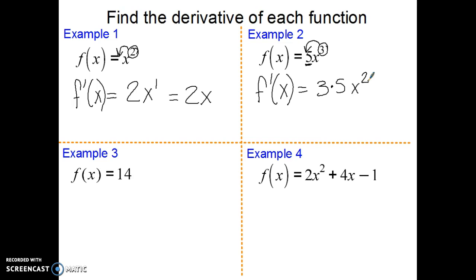Right, so our exponent came out front. We can't ignore the 5, so it's still there. And then x cubed became x squared. Now we can simplify this a little bit. So 3 times 5 gives us 15 out front. So our final answer here will be 15x squared.